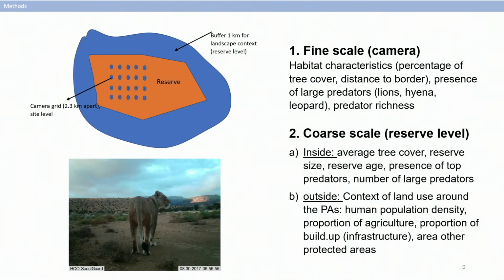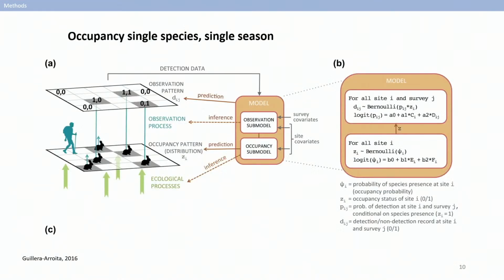Then for the outside, to understand the matrix influence on the context inside the reserve, we constructed a buffer of 1 kilometer across the reserve. And we chose some variables that can be a surrogate for human impacts, in this case, basically the context of land use. So we used human population density, the proportion of agriculture, the infrastructure, and so on. Those variables were extracted from MODIS, from some information from SANParks, and from the world population estimate that is available online as well.